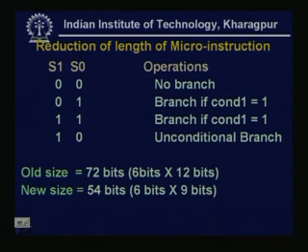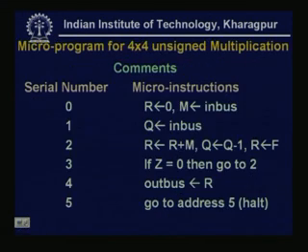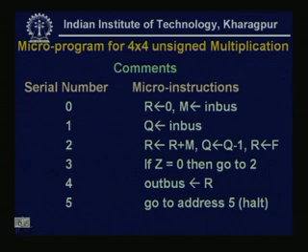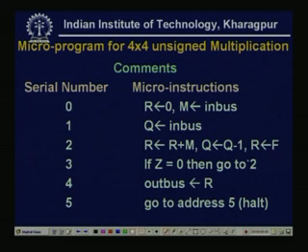So, if we check this, then it is go to 2 and go to 5. That is why it is go to 2 and go to 5.